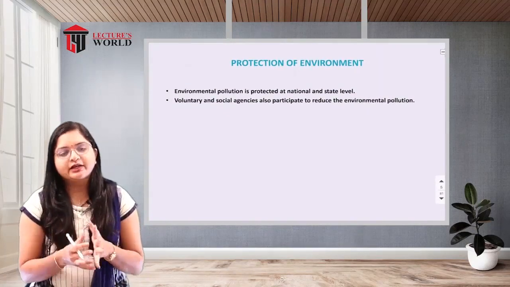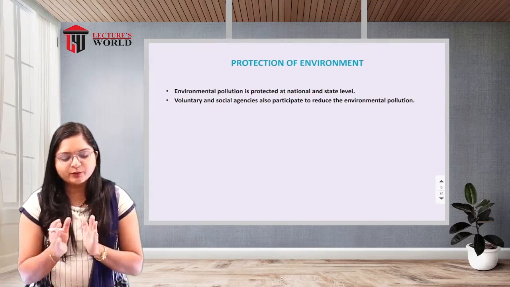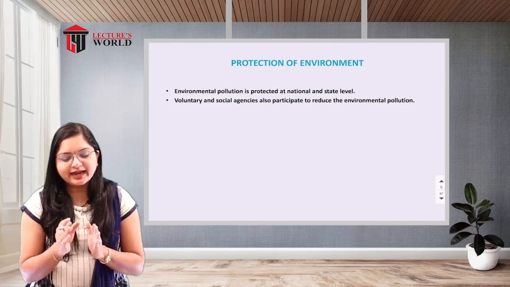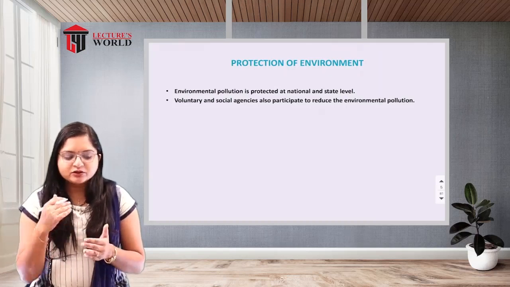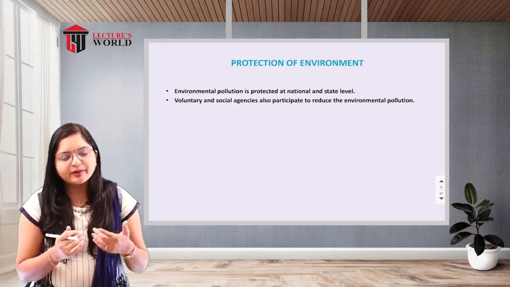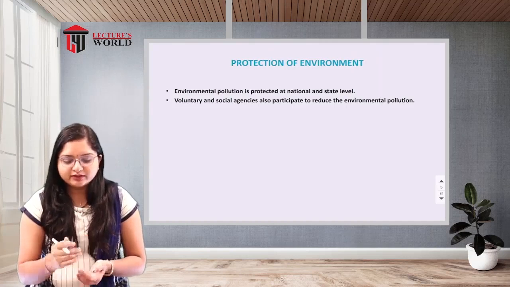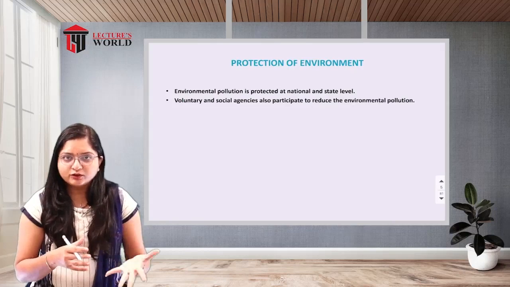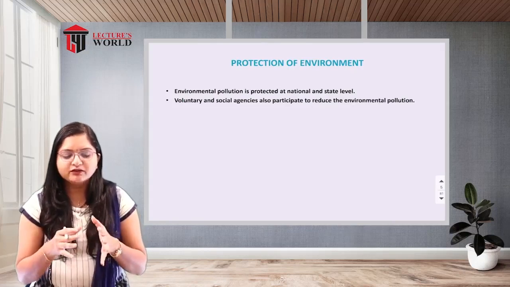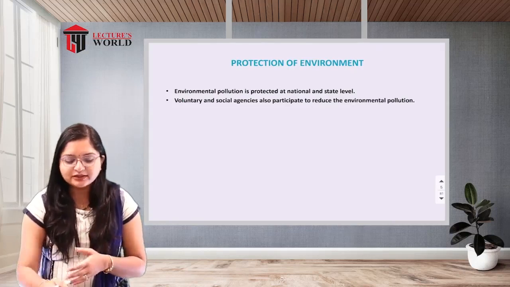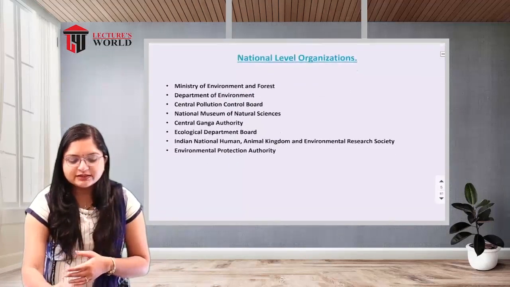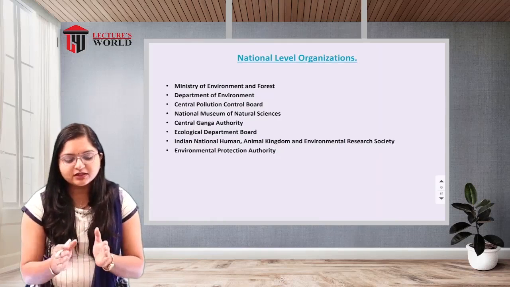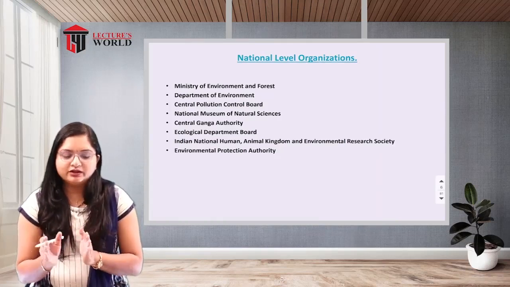Now, how can we protect this environment? Protection of the environment involves protection from environmental pollution at national and state level. Voluntary and social agencies also participate to reduce environmental pollution. There are so many voluntary and non-voluntary agencies working for the protection of the environment. Firstly we'll see the national level organizations who are working for a better environment.